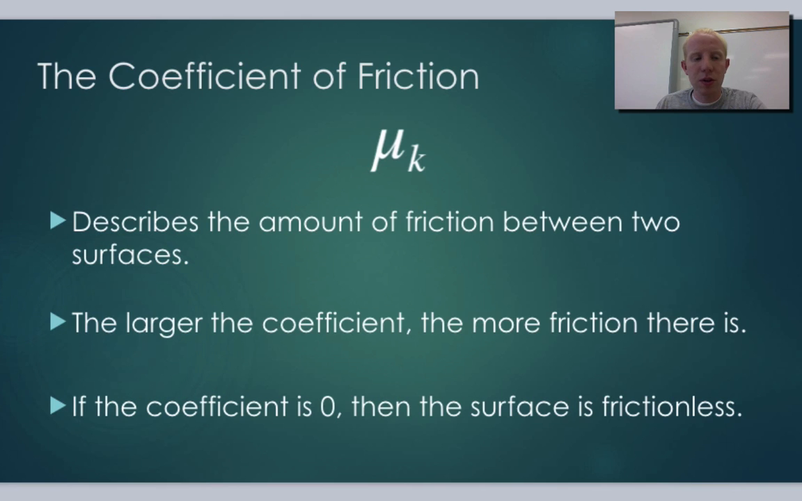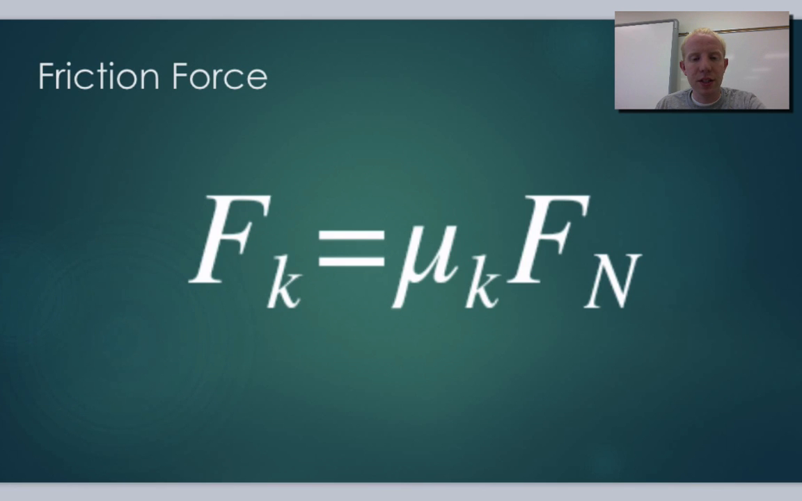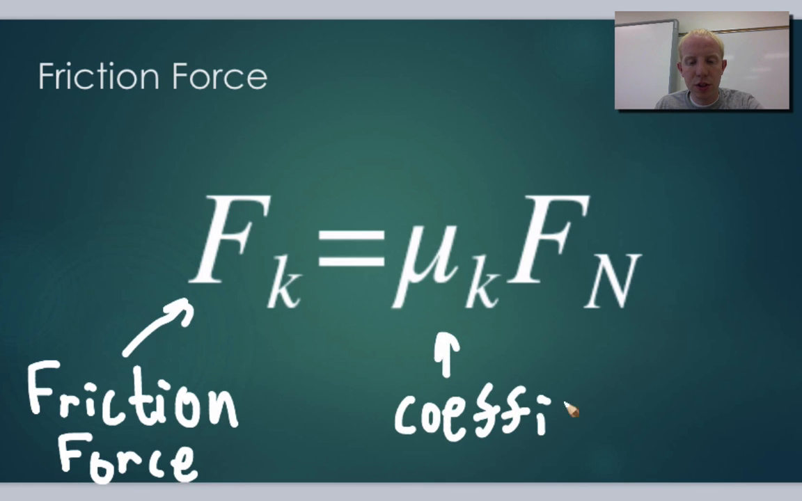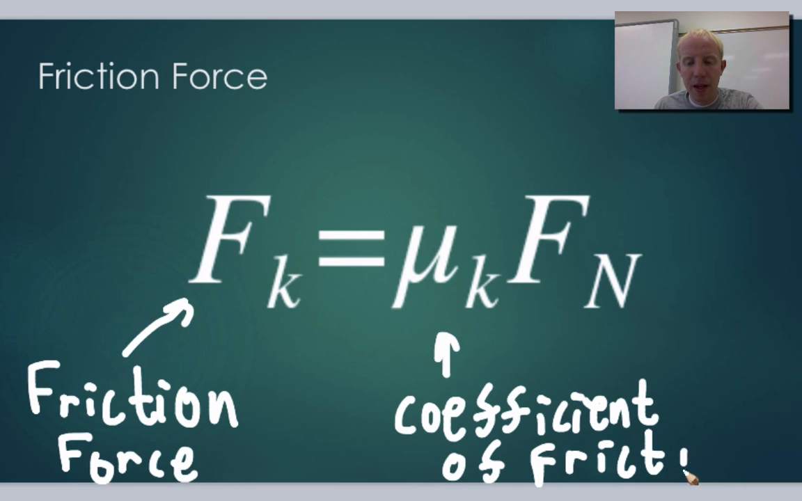Okay. So the equation we're going to need and want to write down is this. This describes the friction. So the friction force is equal to mu sub k times the normal force. F sub k is the friction force. Mu sub k we just looked at is the coefficient of friction for the two surfaces. And then F sub n is the normal force.